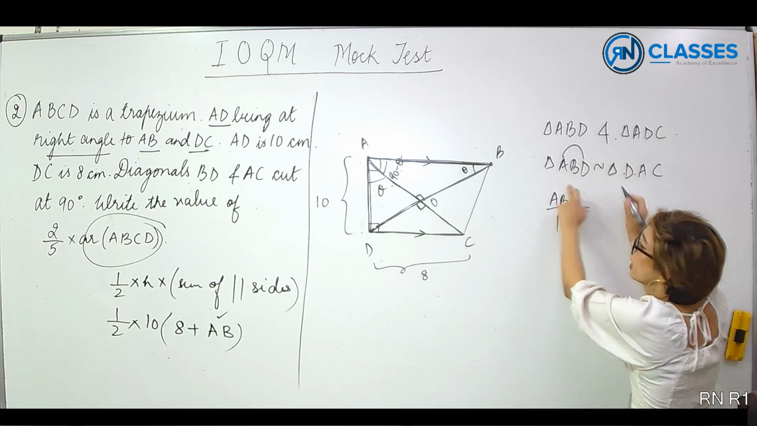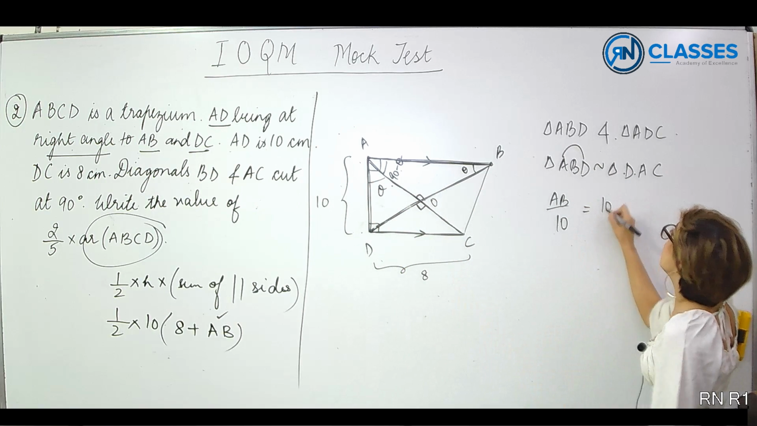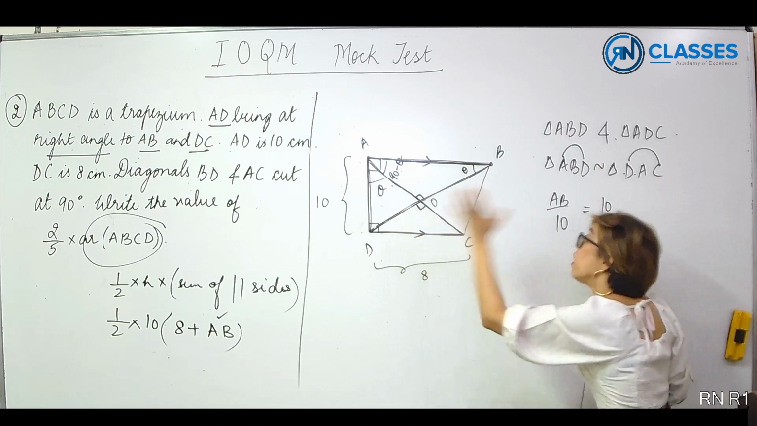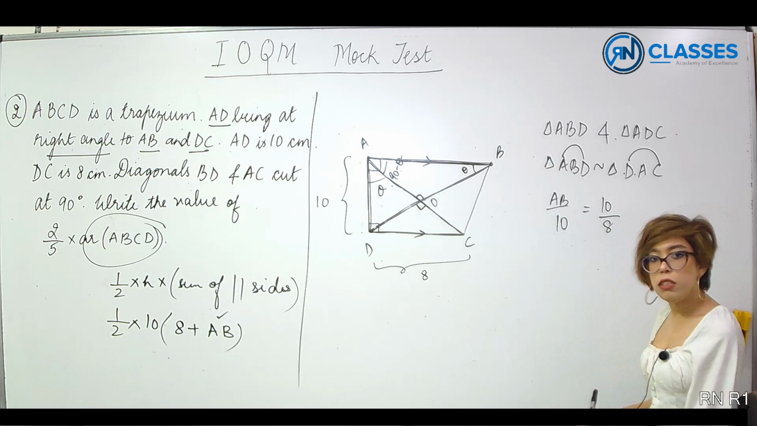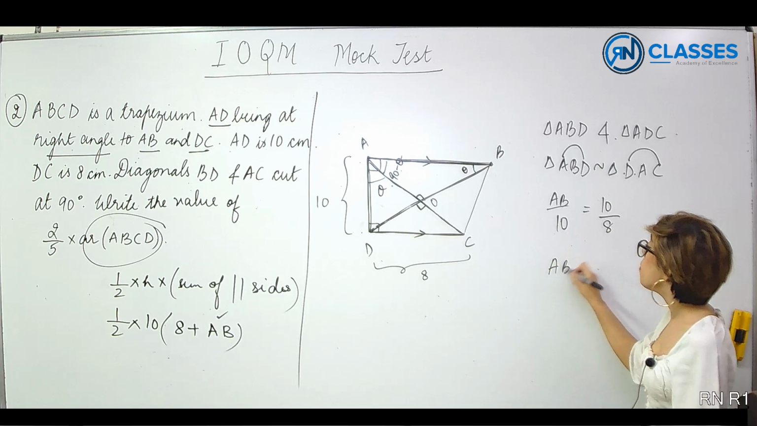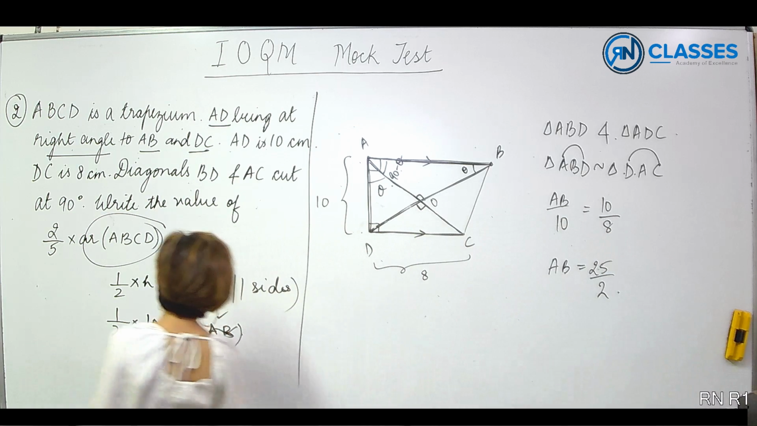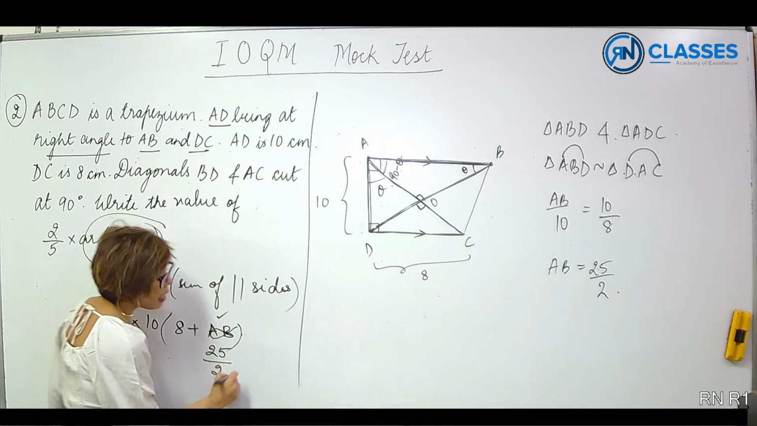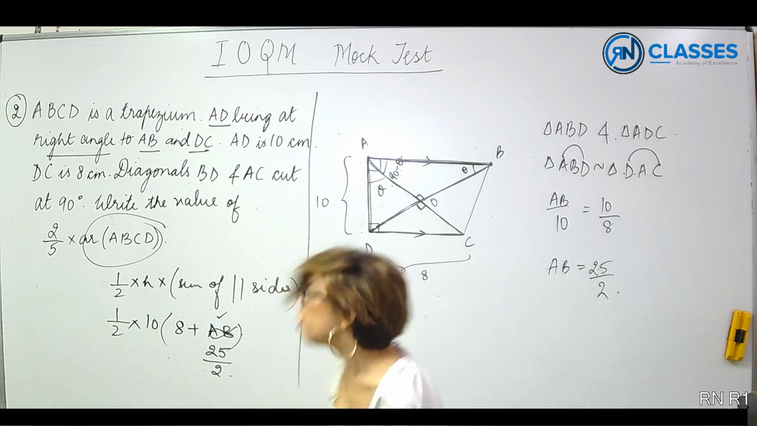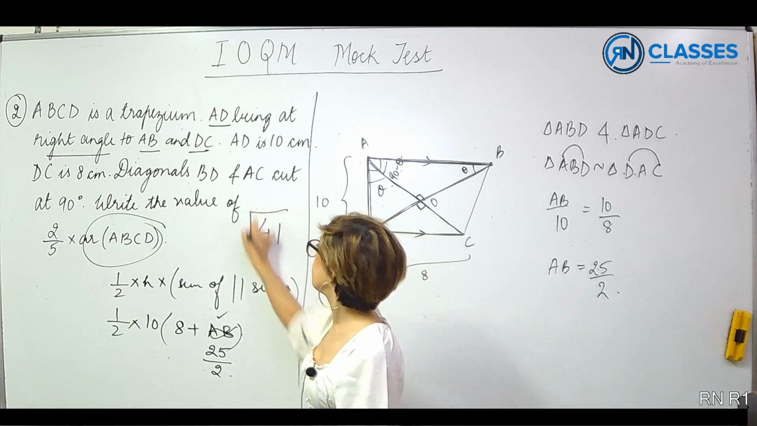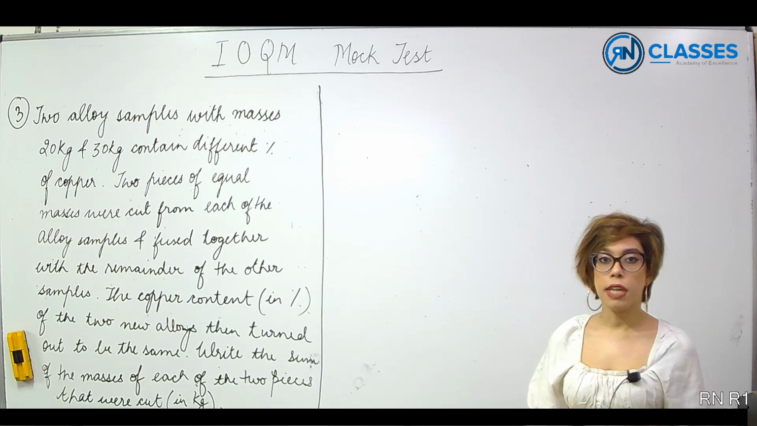AD, let me check. AD, again I know that is 10, divided by DC, which again I know that is. AB is nothing but 25 by 2. Right, just substitute it and you will get the answer. The answer for this question is 41. Alright, on to the next one.